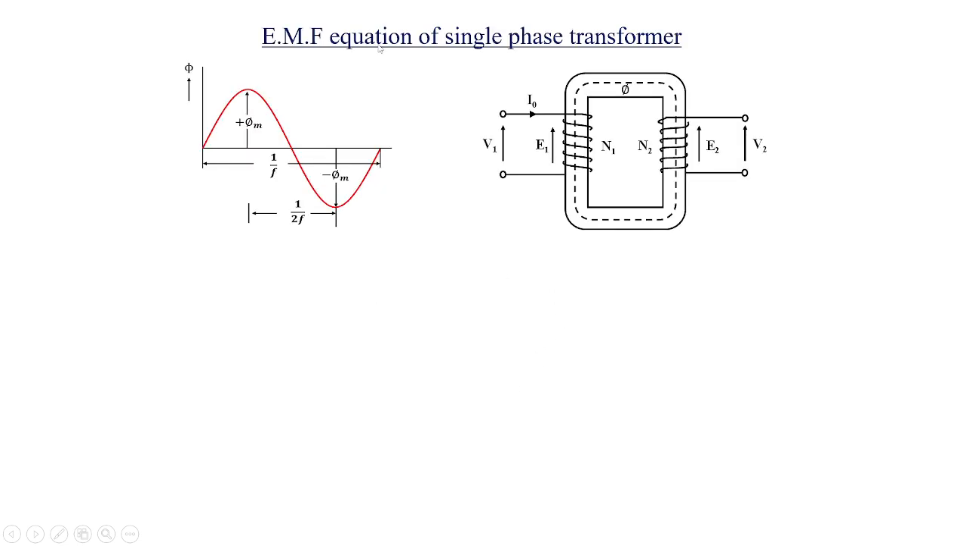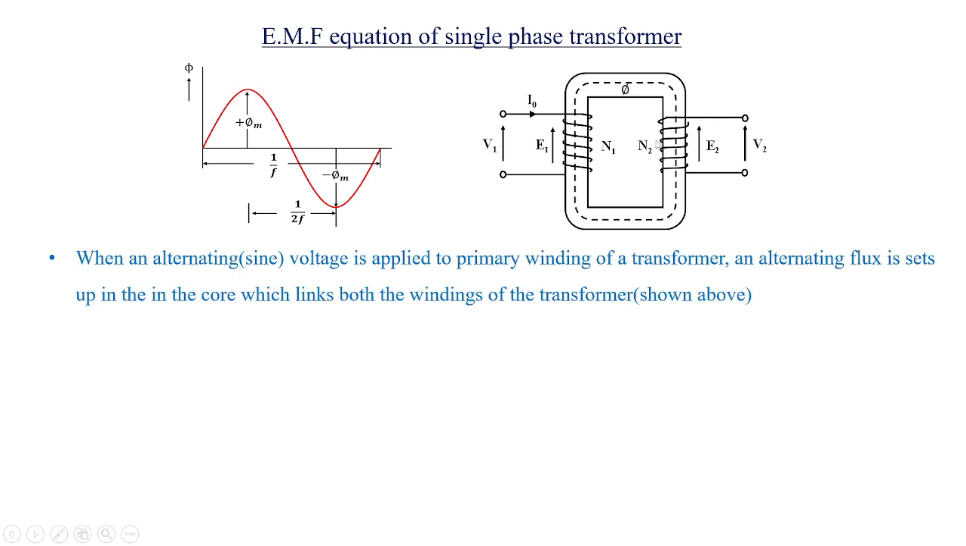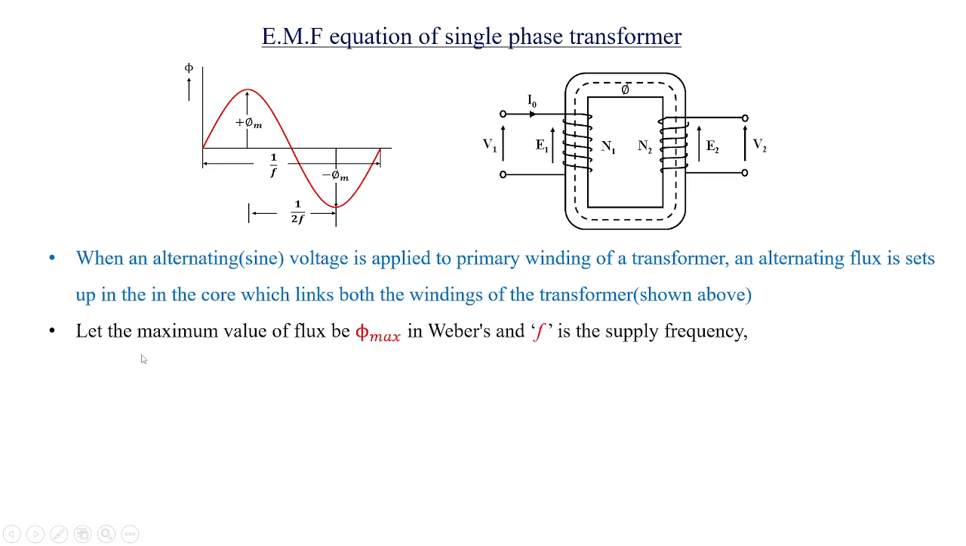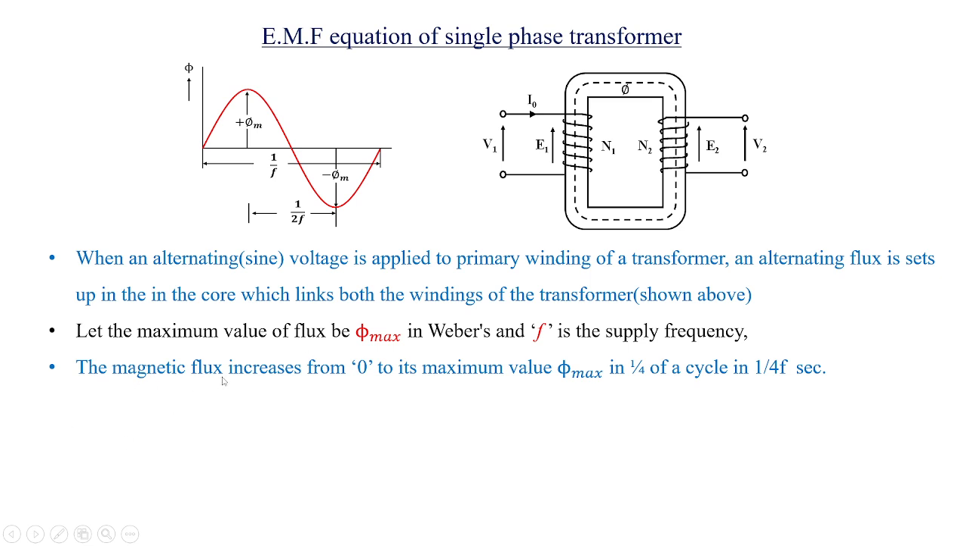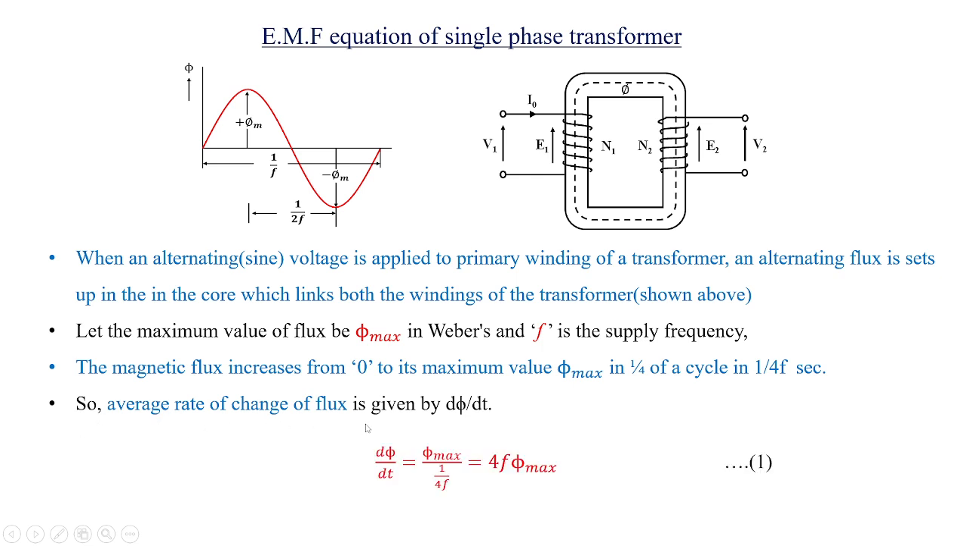So how do we derive the equation for a single phase transformer? You can see we have taken here the flux wave and given it as input to the transformer. When this voltage is applied to the primary of the transformer, an alternating flux is set up, as I told you, which links the primary and the secondary winding. Assume phi max is the maximum flux in webers and f is the supply frequency. The flux increases from zero to the maximum value in one quarter of the cycle, so the average rate of change of flux is d phi by dt, which is phi max by 1 by 4f. So it becomes 4f phi max. This we treat as equation 1.